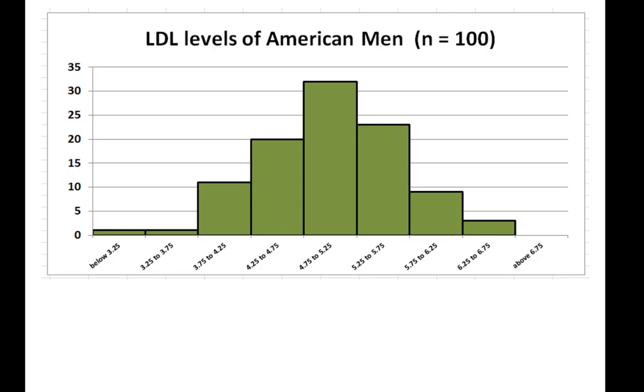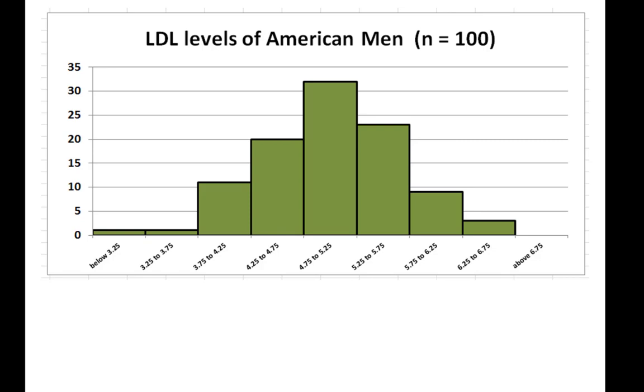You can tell by the graph there were 100 American men in this sample. And I've plotted their LDL, their low density lipid or bad cholesterol levels on the horizontal. So in the left part of the graph, you see below 3.25, and then the next part is 3.25 to 3.75. These are those bad cholesterol readings you can get from your doctor if you get a blood test done. Generally speaking, you want these numbers to be as low as possible.